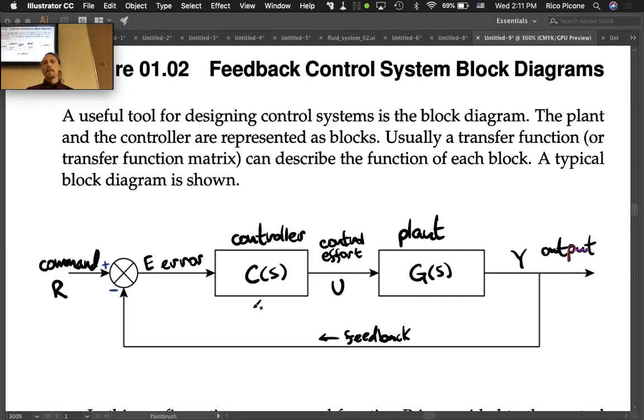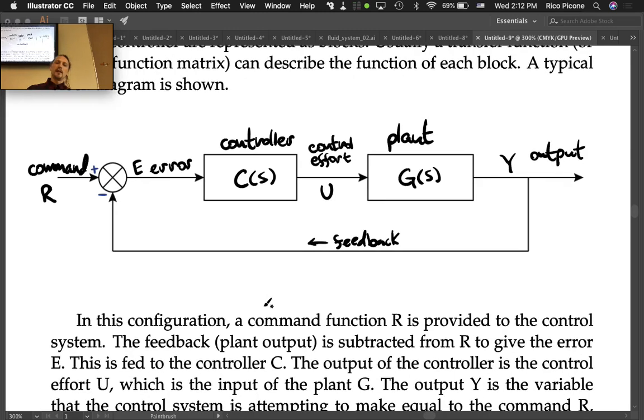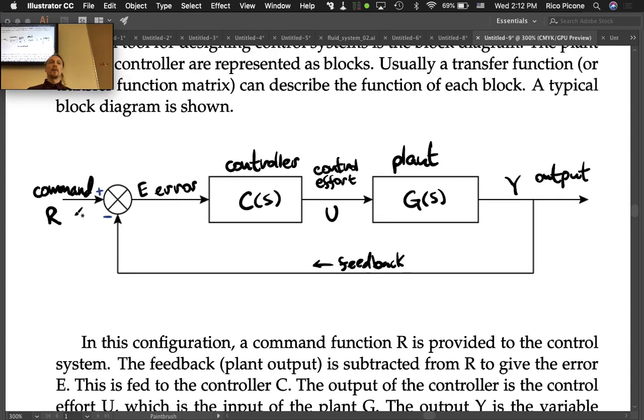Okay. So specifically, we want to make the output Y equal to the command R, and we have different performance criteria. Obviously, there are questions of time, like how much time do I have to go from some non-zero error to a 0 error? Does the error really need to be 0? Can it just be small? There are other similar questions that we're going to explore in the coming sections.